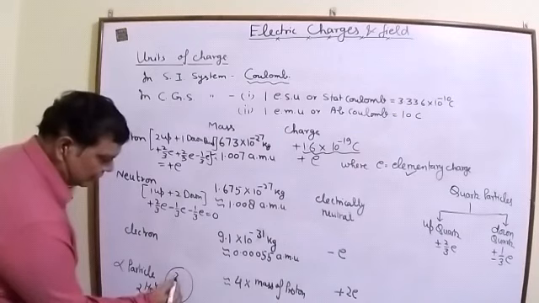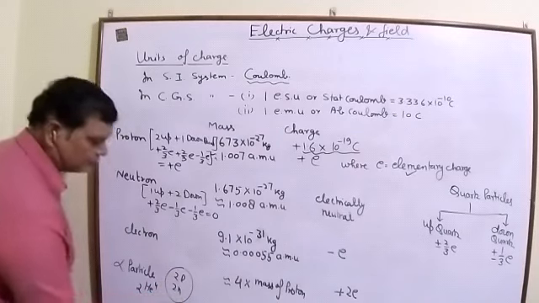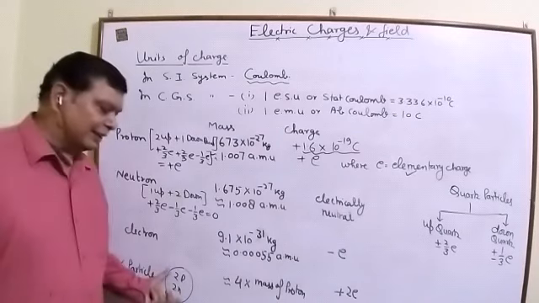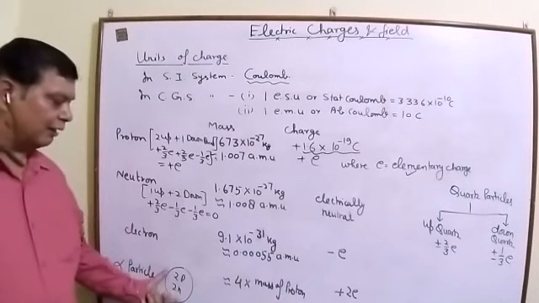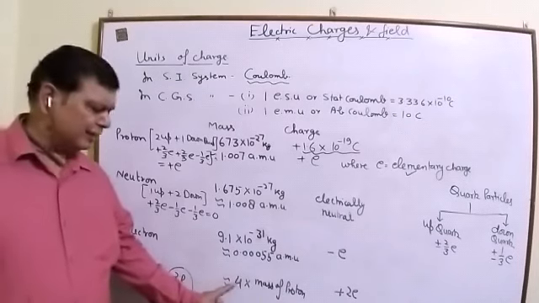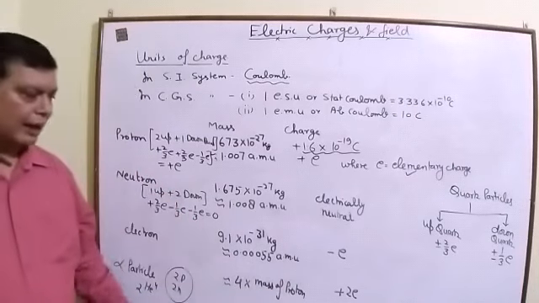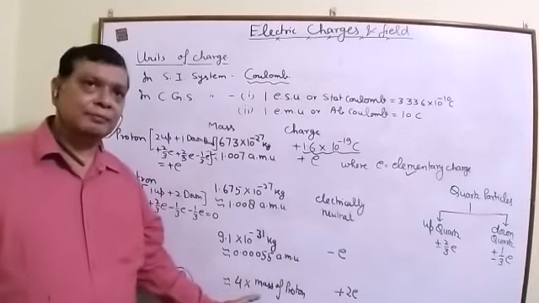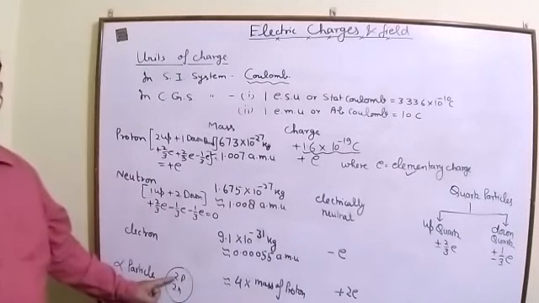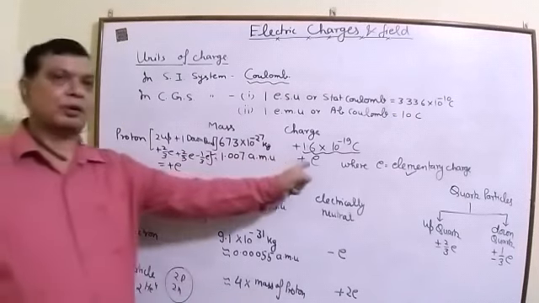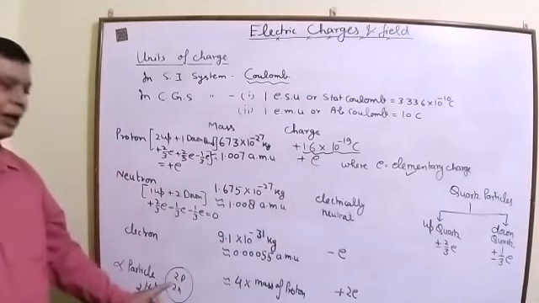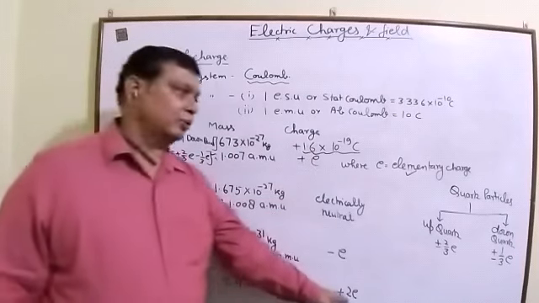It contains 2 protons and 2 neutrons, and that is why we say the mass of this alpha particle is nearly 4 times the mass of a proton. And the charge, as it consists of 2 protons and the charge on 1 proton is plus E, so the charge on the alpha particle is plus 2E.